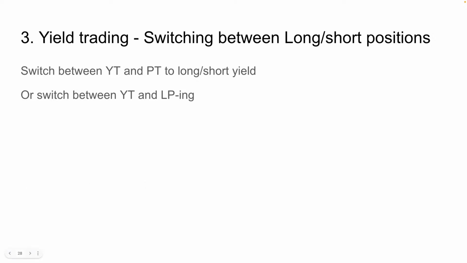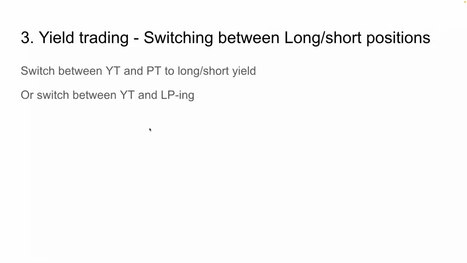Now, other than trading PT or just trading YT, you can also keep switching between longing yield and shorting yield. Basically, when you think that implied APY is overvalued, you can execute the short yield strategy, staying in PT. And when implied APY is undervalued, you just switch to YT and start longing yield. You can also switch between YT and the LP position, because the LP position is also a short yield position.